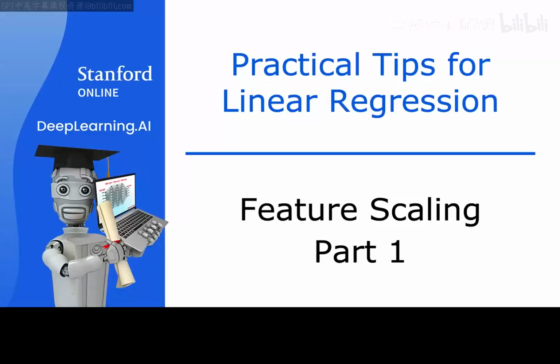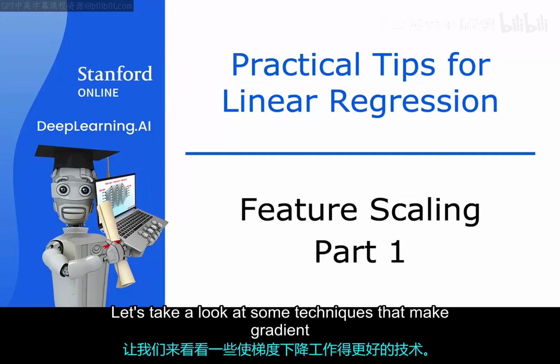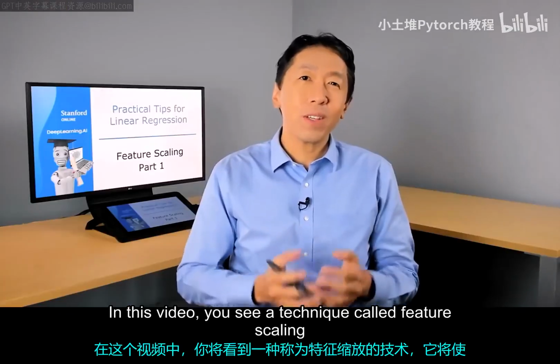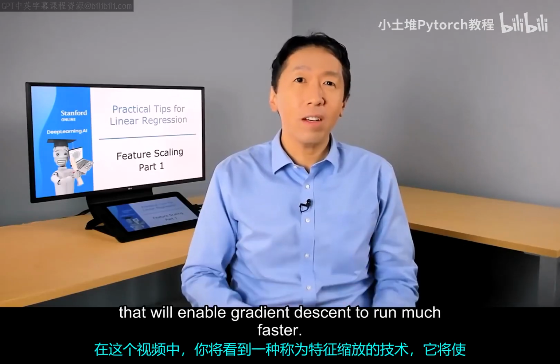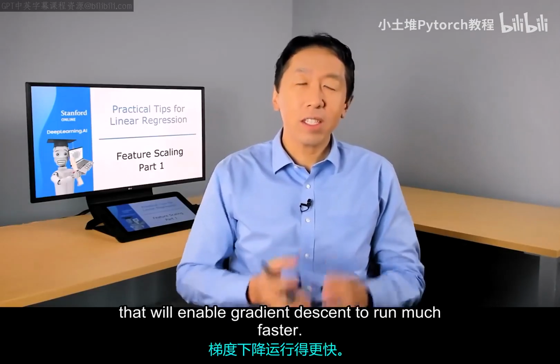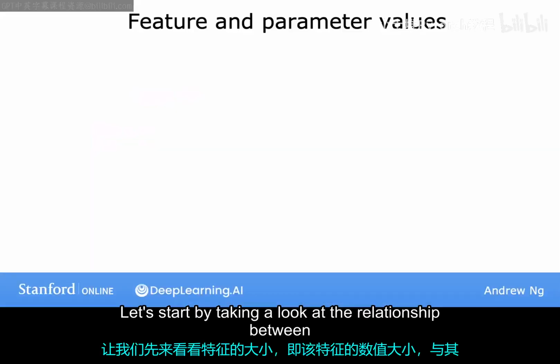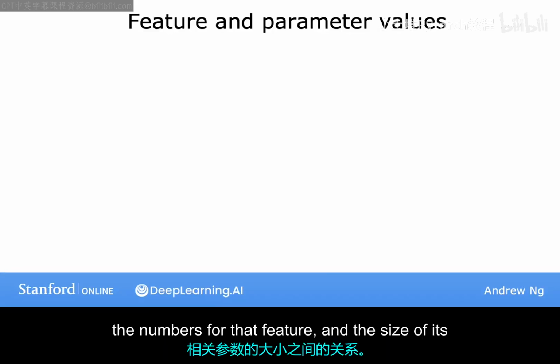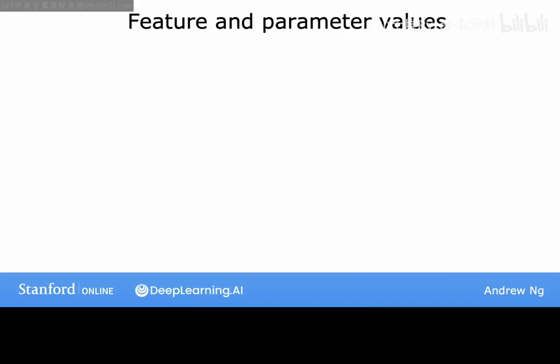So, welcome back. Let's take a look at some techniques that will make gradient descent work much better. In this video, you see a technique called feature scaling that will enable gradient descent to run much faster. Let's start by taking a look at the relationship between the size of a feature, that is, how big are the numbers for that feature, and the size of its associated parameter.